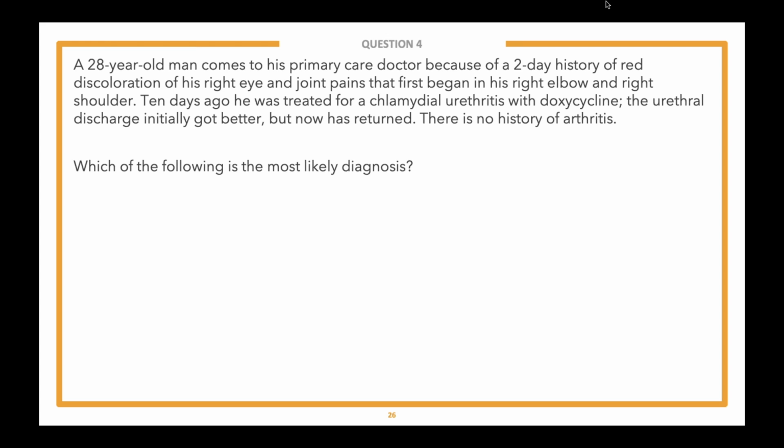A 28-year-old man comes to his primary care doctor because of a 2-day history of red discoloration of his right eye and joint pains that first began in his right elbow and right shoulder. 10 days ago, he was treated for a chlamydial urethritis with doxycycline. The urethral discharge initially got better, but now has returned. There is no history of arthritis. Which of the following is the most likely diagnosis?